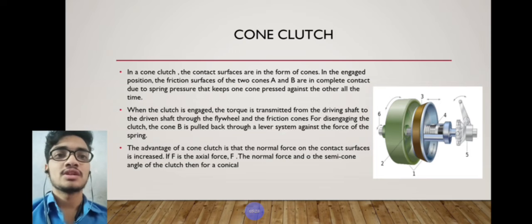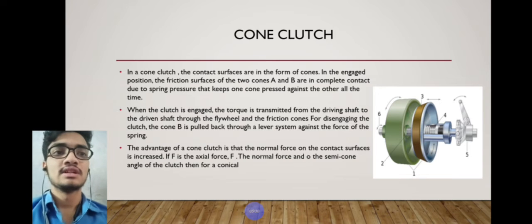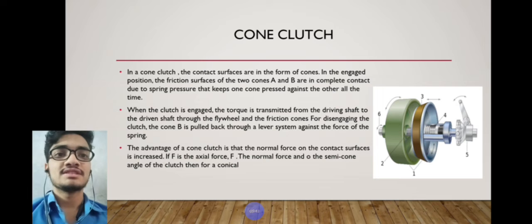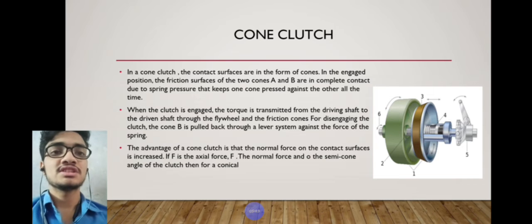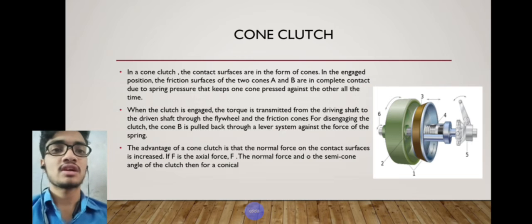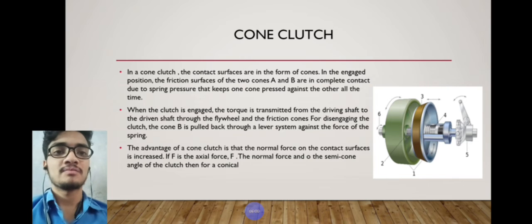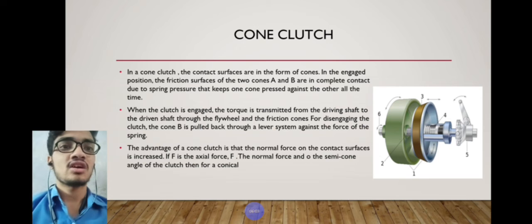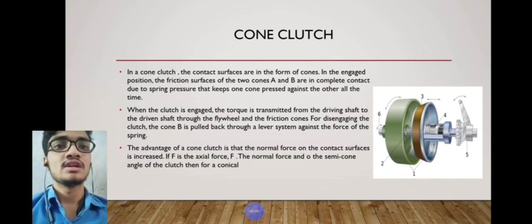In cone clutch, the contact surfaces are in the form of a cone. In the engaged position, the frictional surfaces of the two cones A and B are in complete contact due to the spring pressure that keeps one cone pressed against the other all the time. When the clutch is engaged, the torque is transmitted from the driving shaft to the driven shaft through the flywheel and the frictional cone. For disengaging the clutch, the cone B is pulled back by the lever system against the force of the spring. The main advantage of the cone clutch is that the normal force on the contact surface is increased.